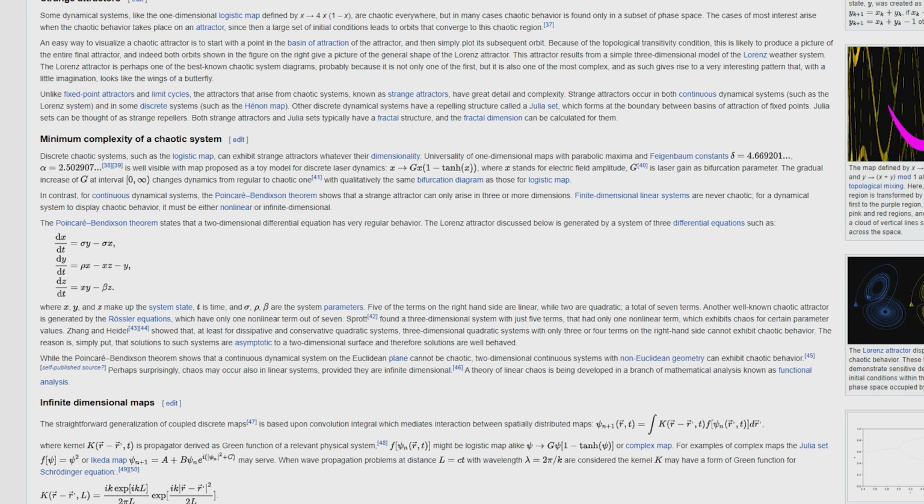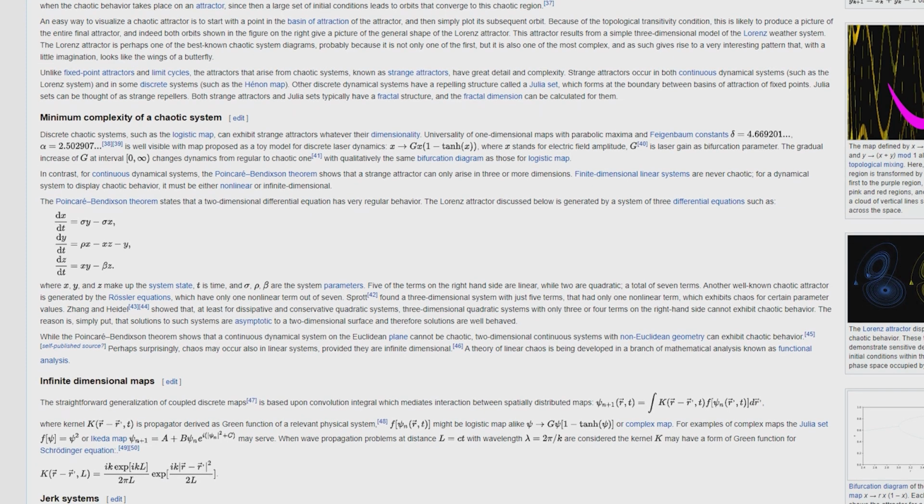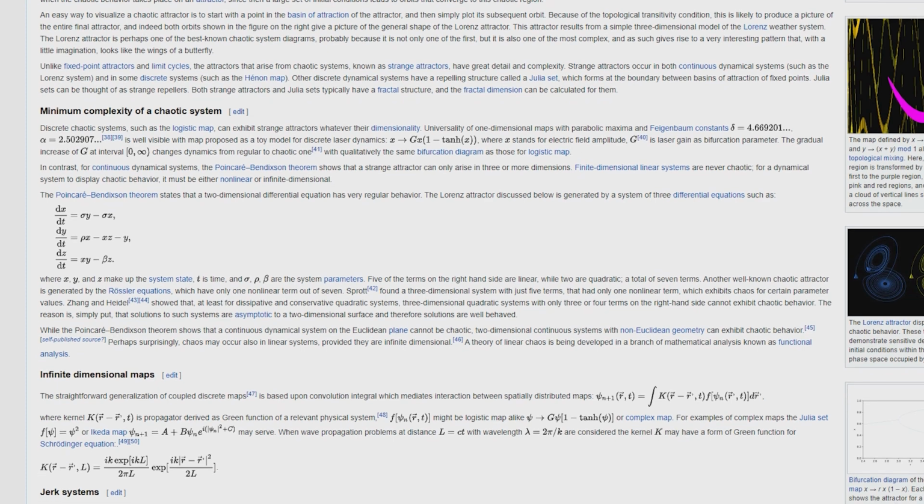Bifurcation diagram of the logistic map x → Rx(1 − x). Each vertical slice shows the attractor for a specific value of R. The diagram displays period doubling as R increases, eventually producing chaos. Discrete chaotic systems, such as the logistic map, can exhibit strange attractors whatever their dimensionality.